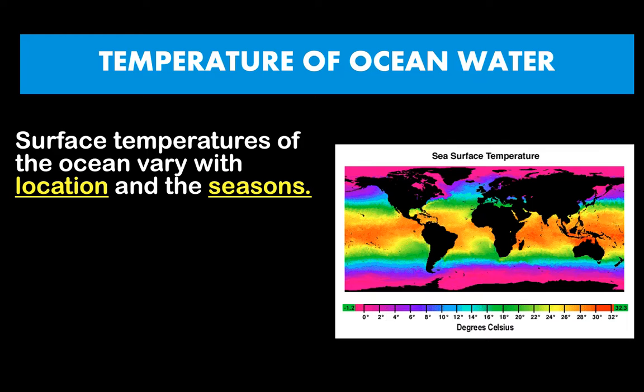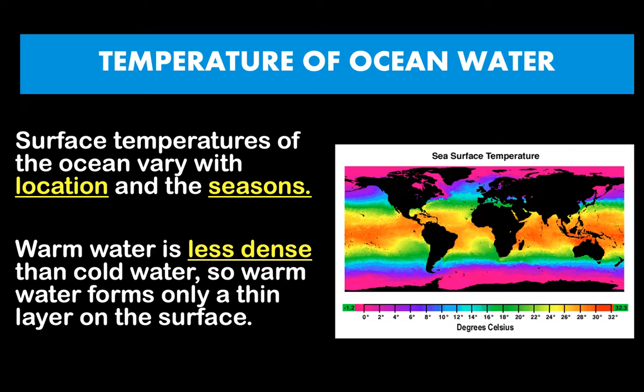The temperature of ocean water is going to vary with both location and season. This is something that you know inherently. For example, the water temperature in Florida is going to be warmer than the water temperature on Cape Cod. So there's our location. And you also know that the water temperature in Florida is going to be warmer in August, September, and October than it is in January, February, and March.